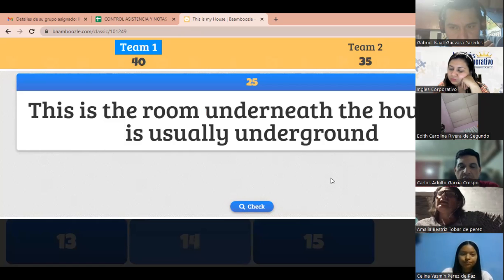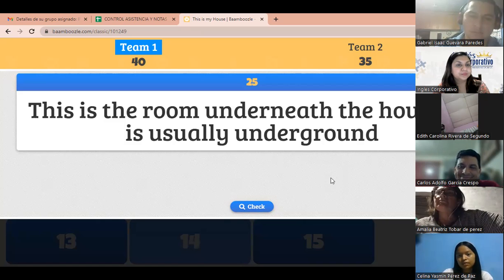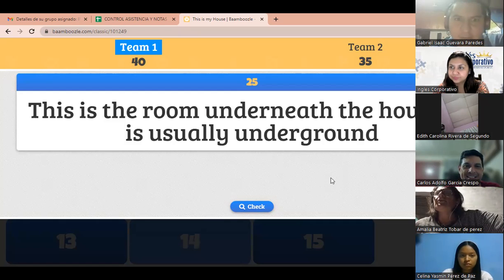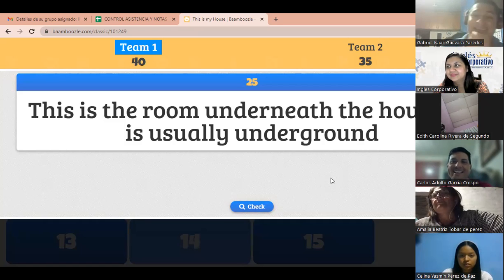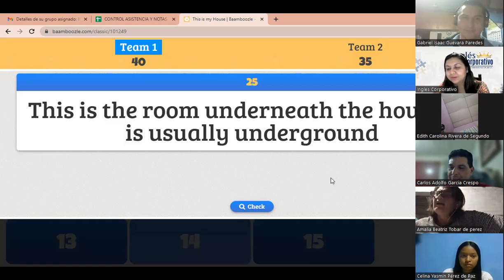This is the room on the floor. This is the room underneath the house. It's usually underground. Yes. Any idea? This is the room underneath the house. It's usually underground. Yes, under the house. Underground.